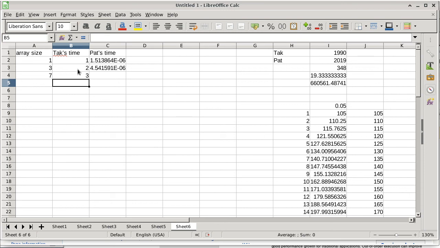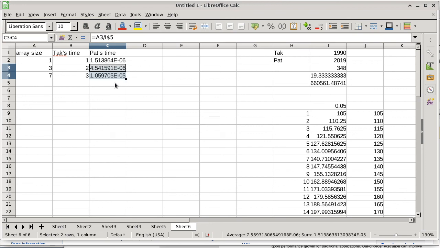Is that okay? What about Pat's computer? What about Pat's time? It's really just going to be 7 divided by the factor, the speed gain because Pat is using a newer computer. Is that okay? Is everybody comfortable with reading scientific notation? Sort of? Maybe? Okay.